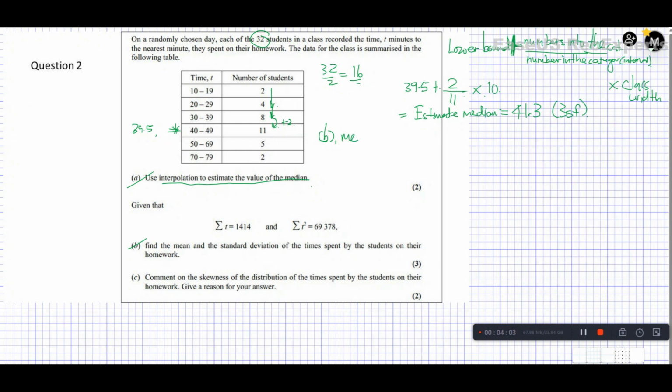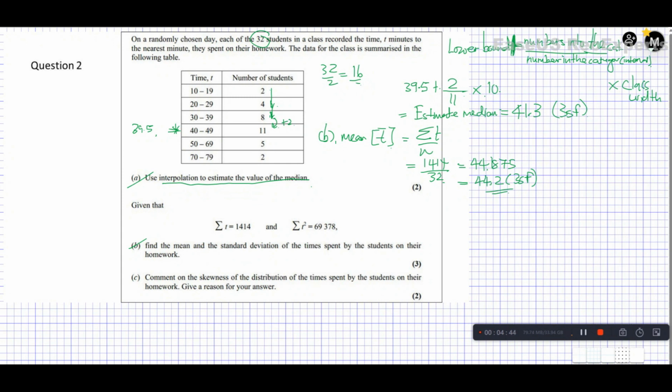Okay, the mean is also denoted x bar, or in this case t bar. So we take the summation of t and divide by how many, which is n. The summation of t is 1414, divided by how many data we have, which in this case is 32. Dividing that, I got 44.1875, which rounds to 44.2 to 3 SF.